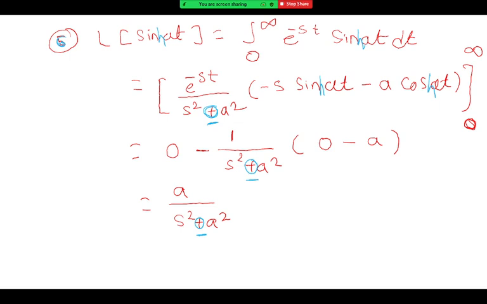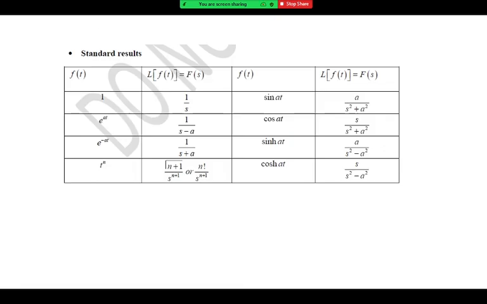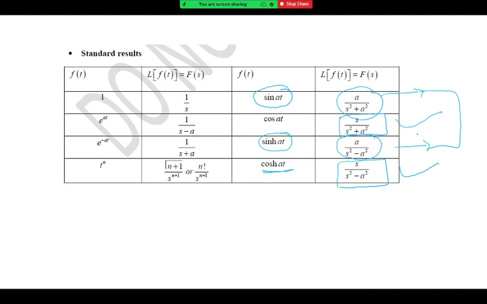Okay. Yes, sir. So the remaining two, I will give as self-study, where Laplace of cos at and Laplace of cos hyperbolic at are exactly similar to this. Already I showed you the formulas. Here are the formulas. The Laplace of sine at we have seen is a upon s square plus a square, and Laplace of sine hyperbolic at is a upon s square minus a square. While Laplace of cos at becomes s upon s square plus a square, and cosh at is s upon s square minus a square. So these two are similar.